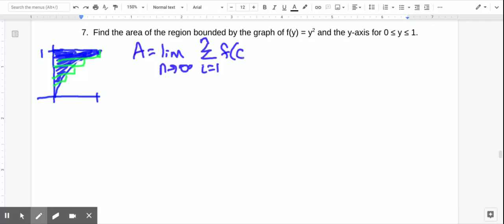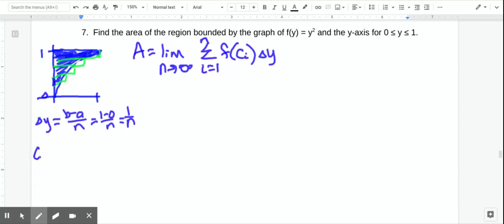And it's f of ci. And instead of delta x, it's going to be delta y because we're in the y direction. We still need to figure out what delta y and ci are. Okay, so remember delta y is going to be b minus a over n. So in this case, a and b are 1 and 0. So our delta y is 1 over n, and that's the width of each of these rectangles here. Okay, that's how wide it is.